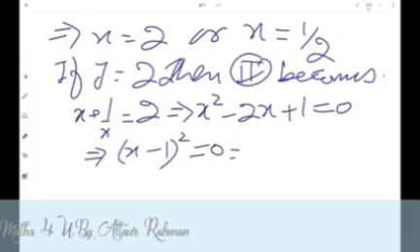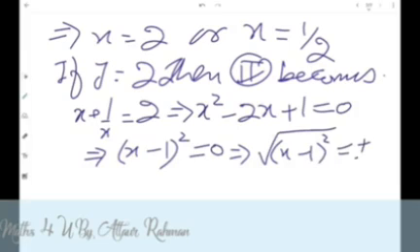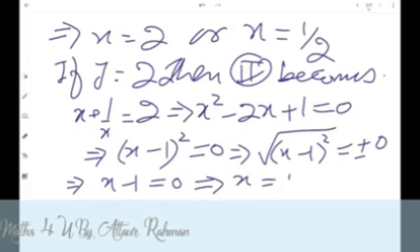Now taking square root of both sides, it will take the shape as the square root of x minus 1 whole square is equal to plus minus 0. But we know that 0 does not contain any sign. So we will get x minus 1 is equal to 0, which is a linear equation, and hence its solution is x is equal to 1. That is, the root of the given equation is now x is equal to 1.